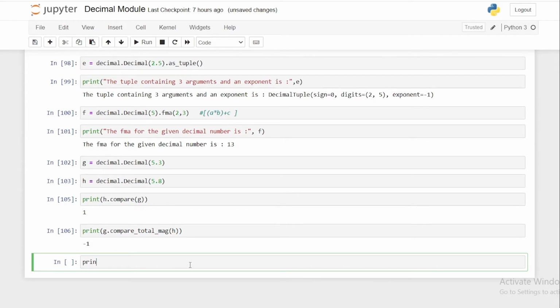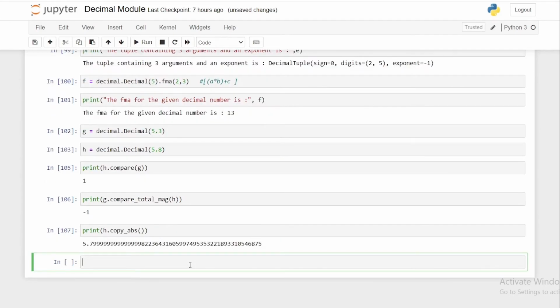Next we are going to look at the function copy ABS. Let's check that out. So we have h dot copy ABS. What it does is print the absolute value of the given decimal argument. Suppose we have h, it prints out the absolute value of the given argument, which is 5.8. So it's going to print a value which is very close to the absolute value 5.8.